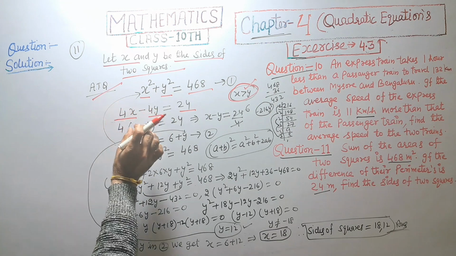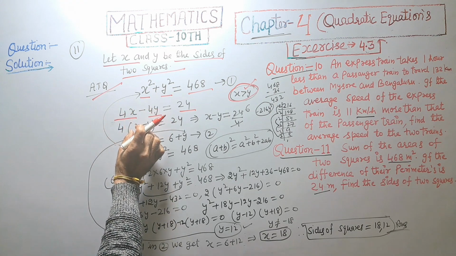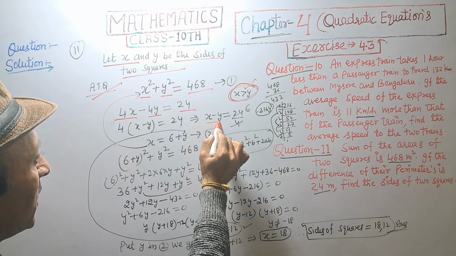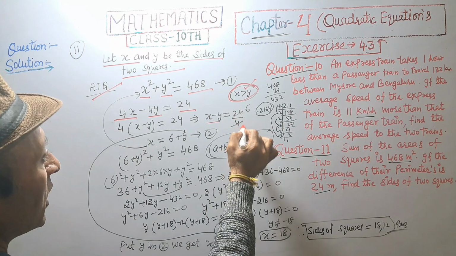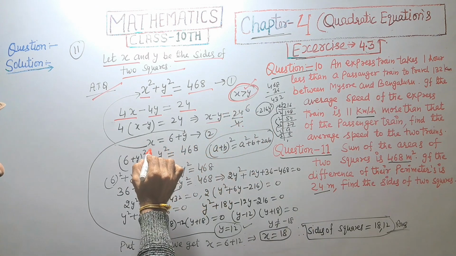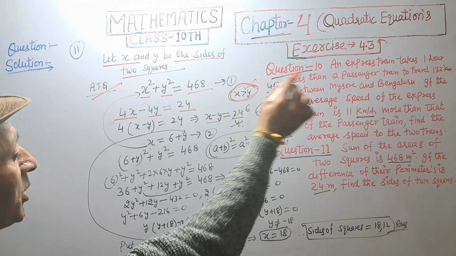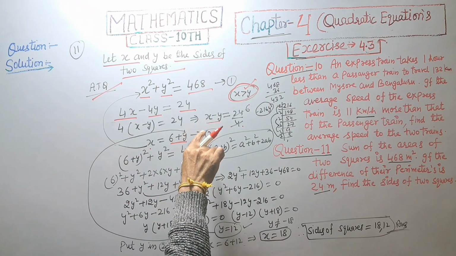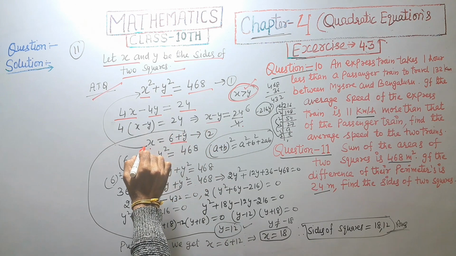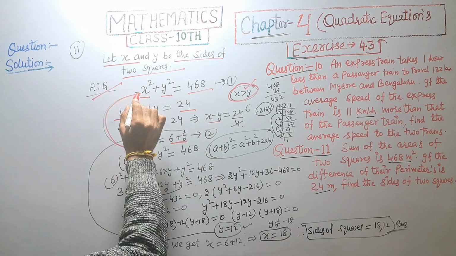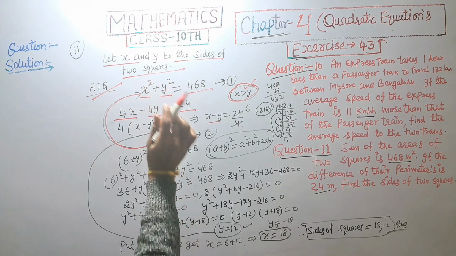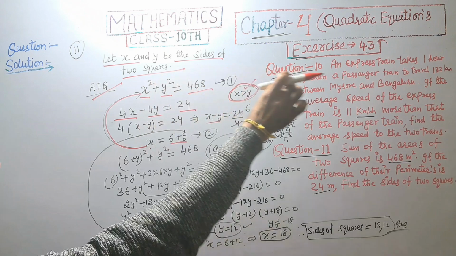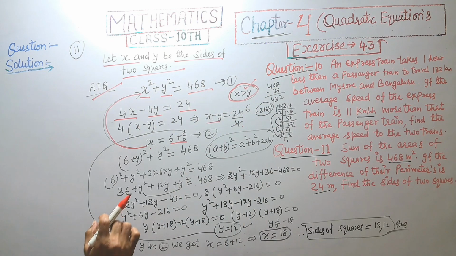Taking 4 common, 4(x minus y) is equal to 24. This implies x minus y equal to 24 divided by 4. 6 4s are 24, and we get x equal to, shifting to the right side, x equal to 6 + y. That will be the second equation, and putting the value of x in the first equation, (6 + y)^2 + y^2 is equal to 468.